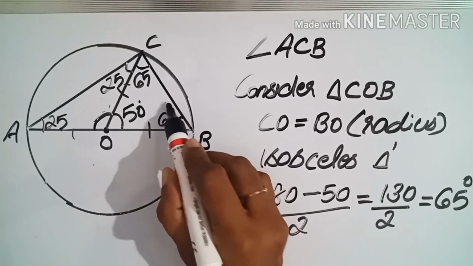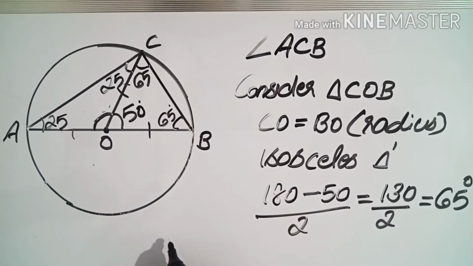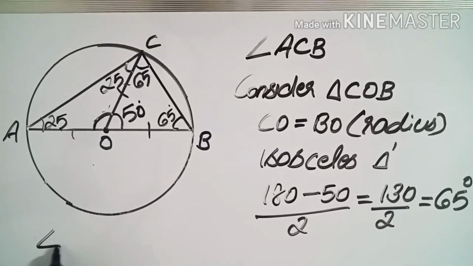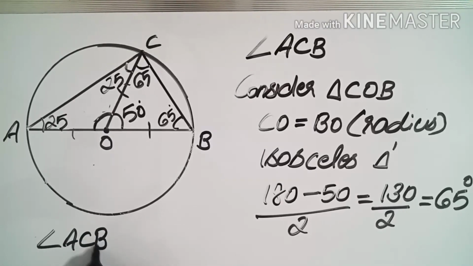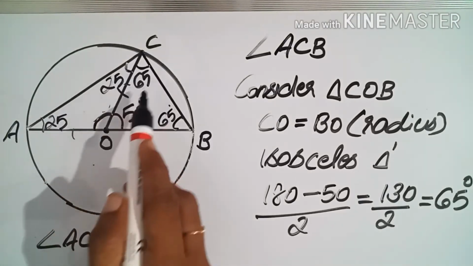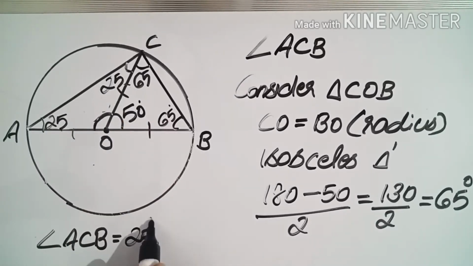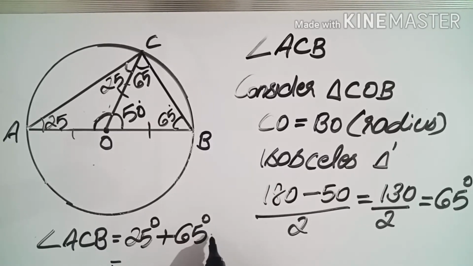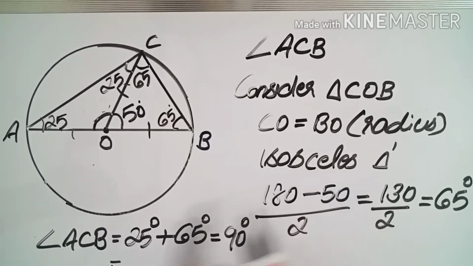Now we need to calculate angle ACB. So angle ACB means two parts here. One part is 25 degree plus next part is what? 65 degree. So 25 degree plus 65 degree we need to find. So here total will be what? 90 degree. This is the answer. Just by considering isosceles triangle we can prove this. Just to find the remaining angles, then by adding these two angles we will get the answer.